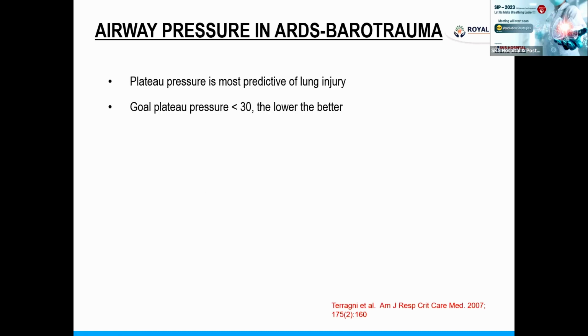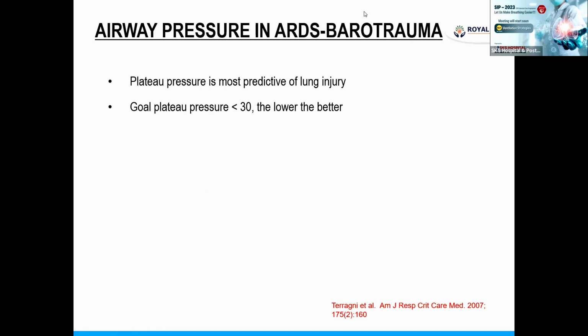Next comes barotrauma. Barotrauma, as we know, is predominantly because of pressure. As we saw earlier, there are two types of pressure, and the most important pressure that we are talking about is plateau pressure. Plateau pressure is most predictive of lung injury. The goal of plateau pressure that we are aiming for in any ventilation, especially in ARDS ventilation, is less than 30 centimeters of water. The lower the plateau pressure, the better the outcome.